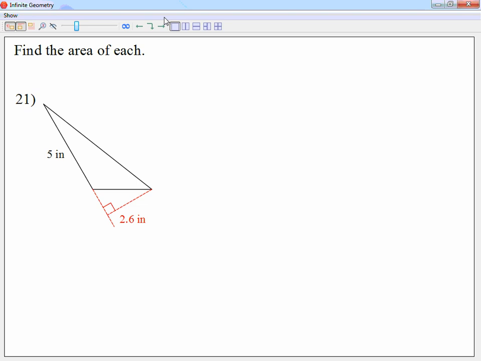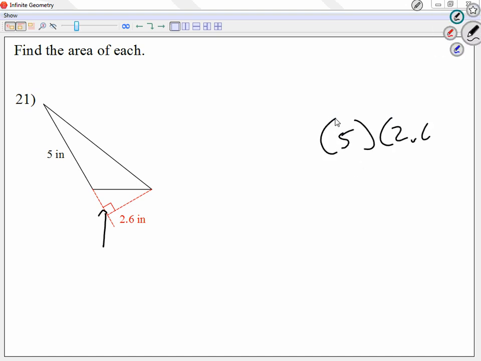Now, the last section, we have 3 different figures. The first figure is a triangle. I'm always looking for the 90-degree angle on a triangle. When it comes to areas, 90 degrees are important. For triangles, multiply the 2 numbers that cross the 90 degrees. I extended this line, so you will see it has to deal with the 5. So multiplied 5 times 2.6. Like I said, multiply the 2 numbers that make the 90-degree angle.